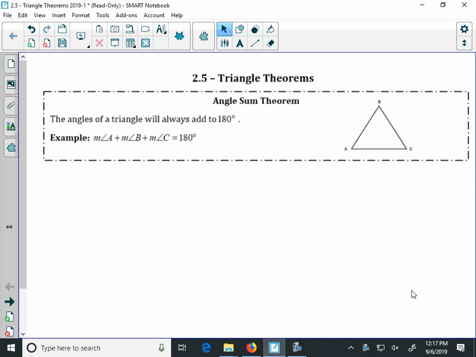There's this important theorem called the angle sum theorem. And that says that the angles of a triangle will always add to 180 degrees. No matter if it's an acute triangle, an obtuse triangle, or a right triangle. Doesn't matter how big the sides are or how small the sides are. All the angles will always add to 180 degrees.